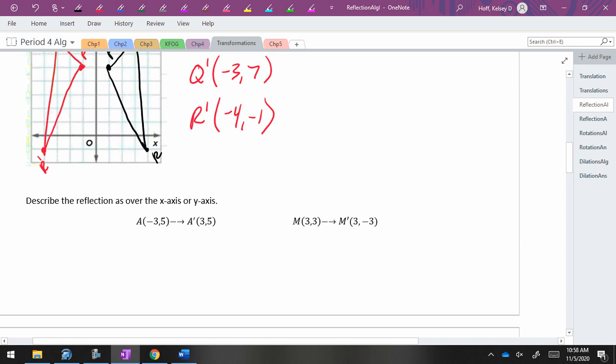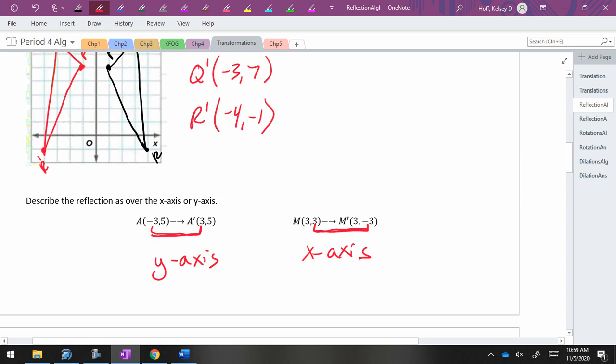Describe the reflection as either over the x or over the y. Pay attention to what changed. A was at -3, 5, became 3, 5. Which coordinate changed? Your x coordinate changed. So your reflection was actually over the y-axis. On M, 3, 3 became 3, -3. Which coordinate changed? The y-coordinate, which means you reflected over the x-axis.